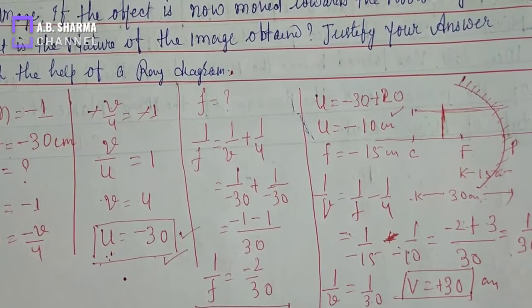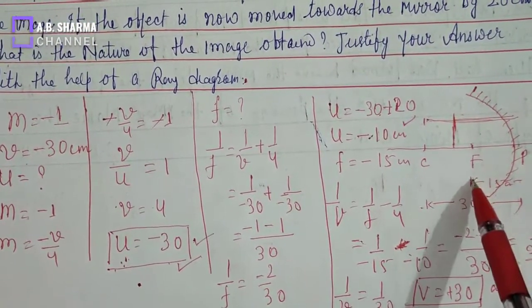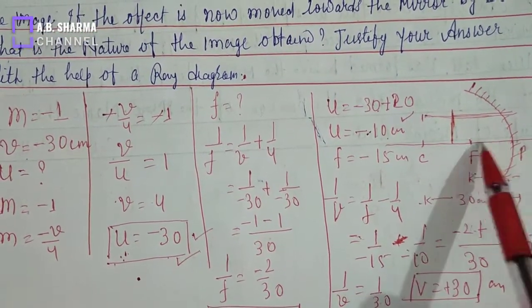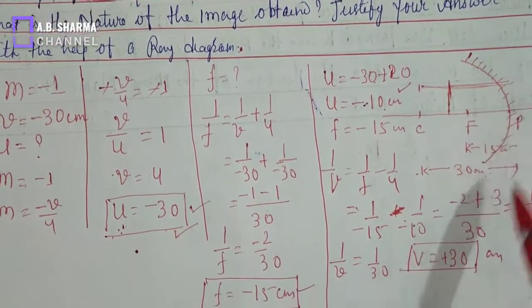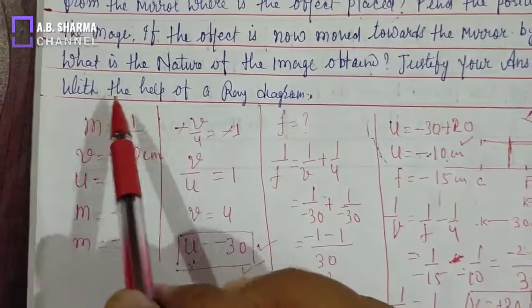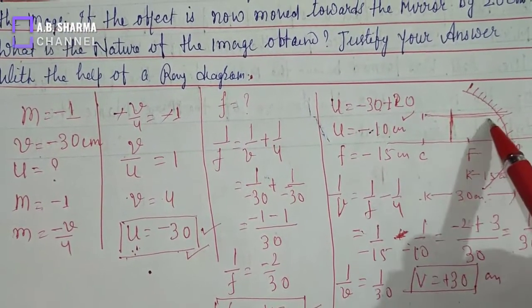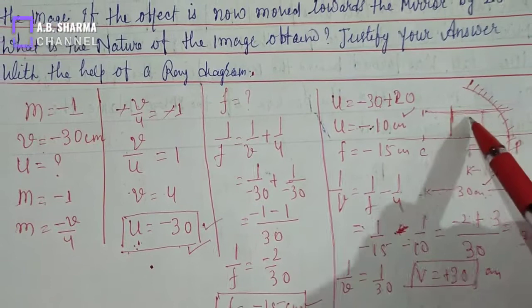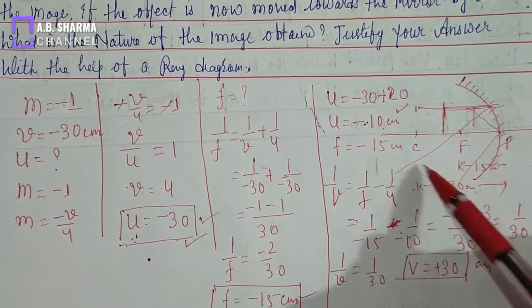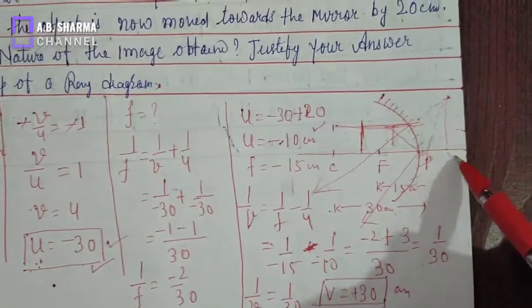This means the object distance is 10 centimeter, and F is 15 centimeter as you are seeing, so the object is between F and P. So the image will be formed behind the mirror at 30 centimeter. And if the question says to justify your answer with the help of a ray diagram, we can also draw the ray diagram. If the object is in this area, the rays will be like that. If you produce these two lines, the image will be formed in this area, as you are seeing.